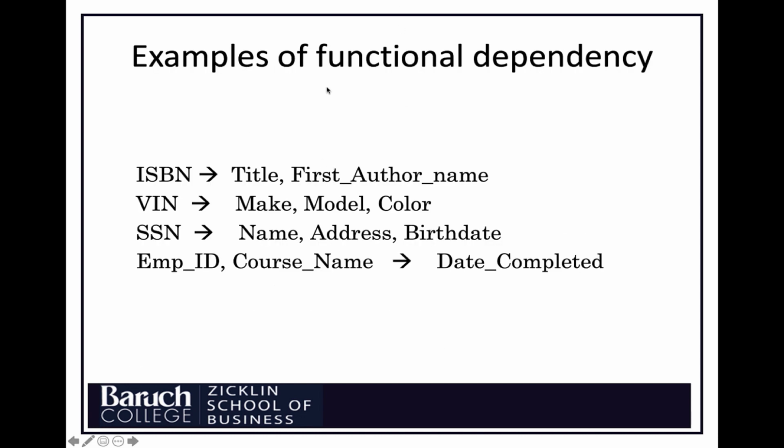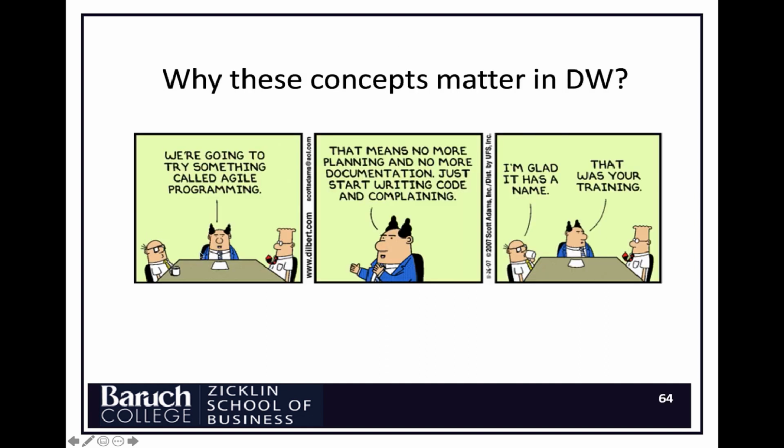Again, these are examples of functional dependencies. If you're thinking about a book, an ISBN is an identifier for the title and for the authors. A VIN number will provide information about the make, the model, and the color of the car. Same thing for SSN, same thing for employee ID. So these are functional dependencies that we have.